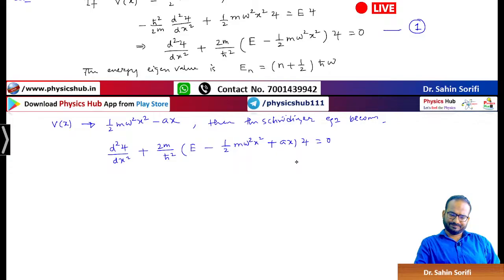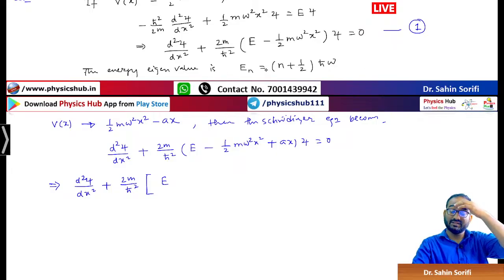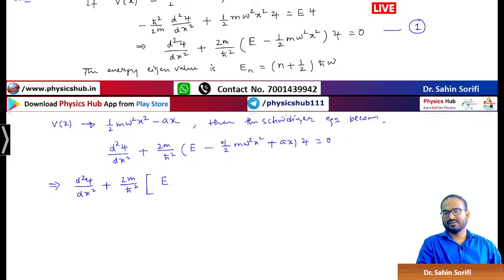Now let's simplify this. I am writing d²ψ/dx² + (2m/ħ²) E. We have to make this expression as similar to equation 1 as possible. Then we will write the energy eigenvalue, compare, and get the answer. Minus ½mω²x² plus x: we can put it in the form a² + 2ab + b² or a² − 2ab + b². To put it into that form, I am keeping it here, and we will write another term later. For the time being, we take ½mω² common, so x² will come.